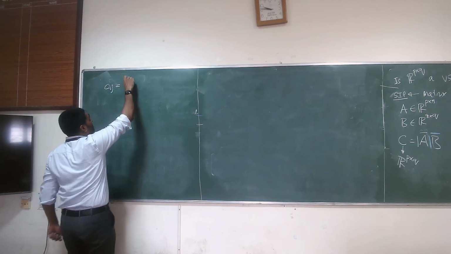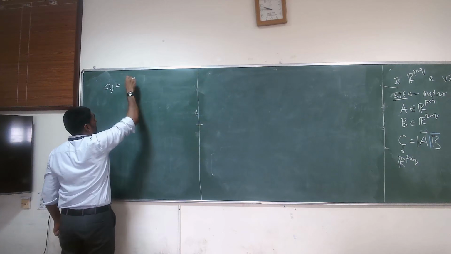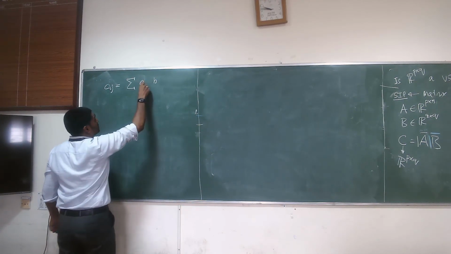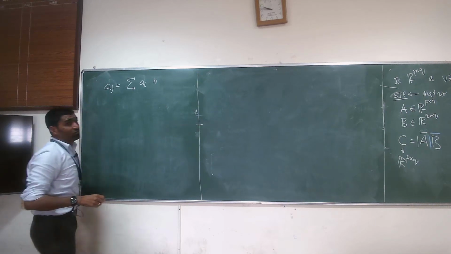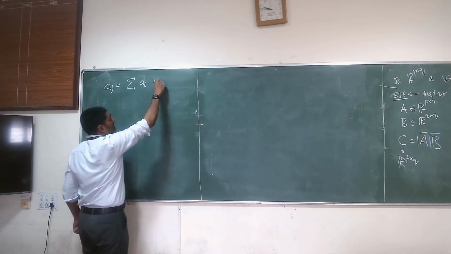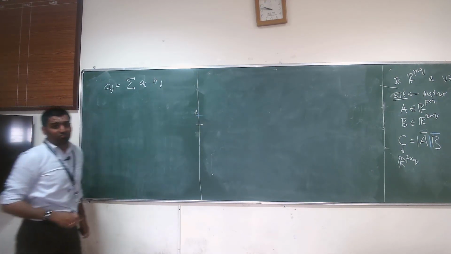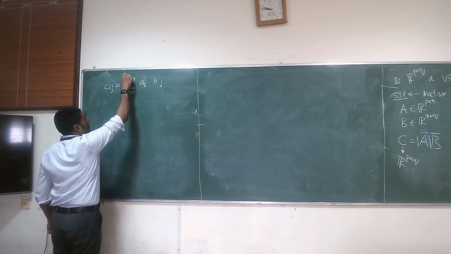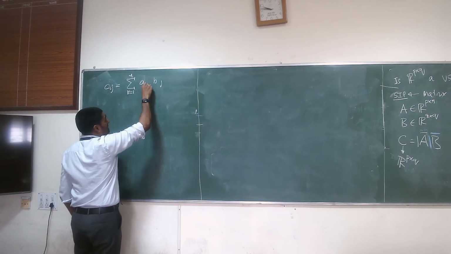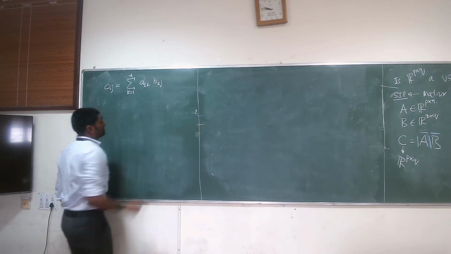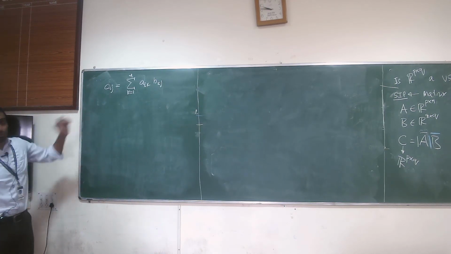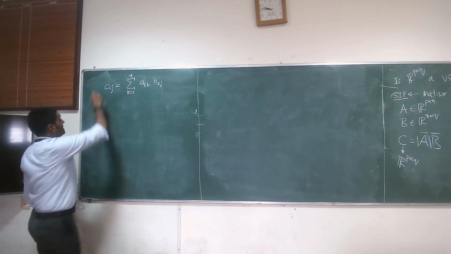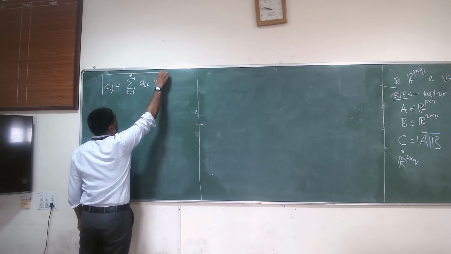Well, I'll simply write the definition. You take the ith row of A and the jth column of B, and you simply put K here. If you do this operation, you can find out all the elements of C. This is essentially the definition.